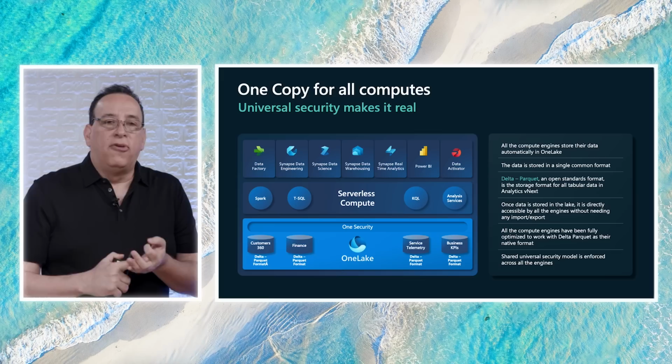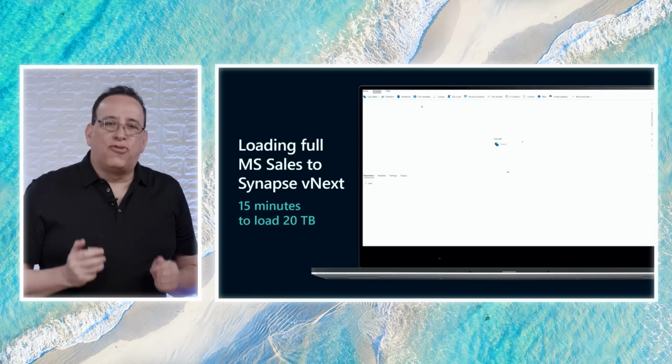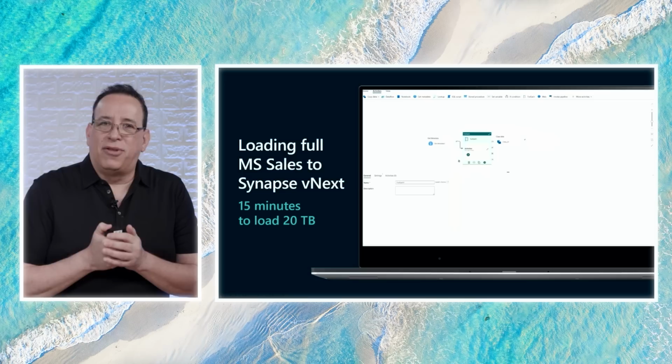So we're going to see this concept of one copy in action. And we start with, well, let's not do Northwind, let's not do Fabrikam, let's not do Contoso, let's start with something real. We start by loading the true MS Sales database of Microsoft. And you know, we have quite a lot of data at Microsoft. We are not a small company. We have about 20 terabytes of data.